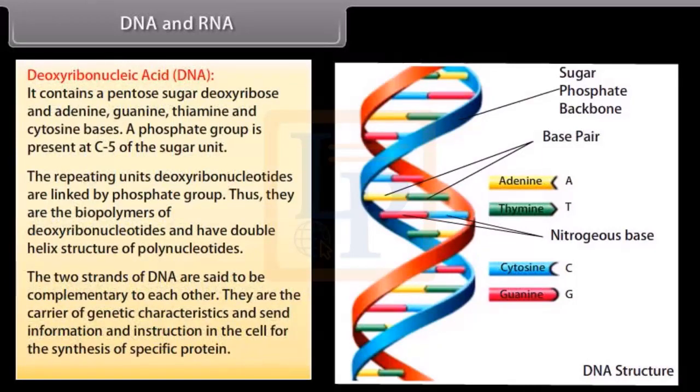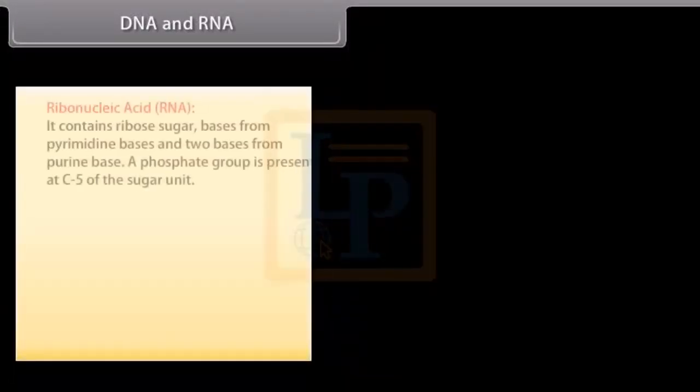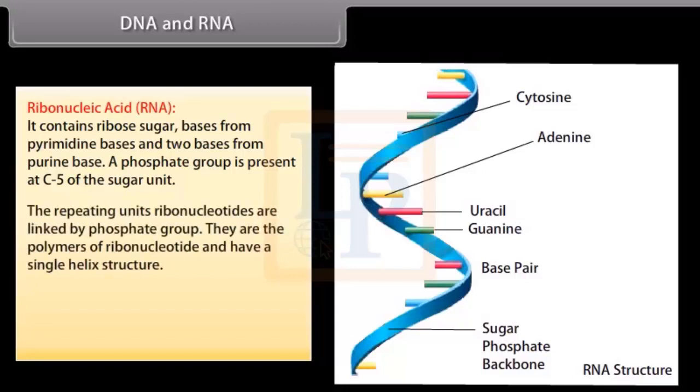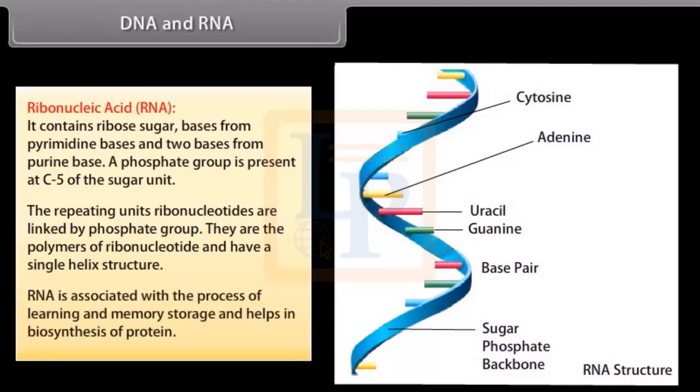They are the carrier of genetic characteristics and send information and instruction to the cell for the synthesis of specific protein. Ribonucleic acid. It contains ribose sugar, bases from pyrimidine bases and two bases from purine base. A phosphate group is present at C5 of the sugar unit. The repeating units ribonucleotides are linked by phosphate group. They are the polymers of ribonucleotide and have a single helix structure. RNA is associated with the process of learning and memory storage and helps in biosynthesis of protein.